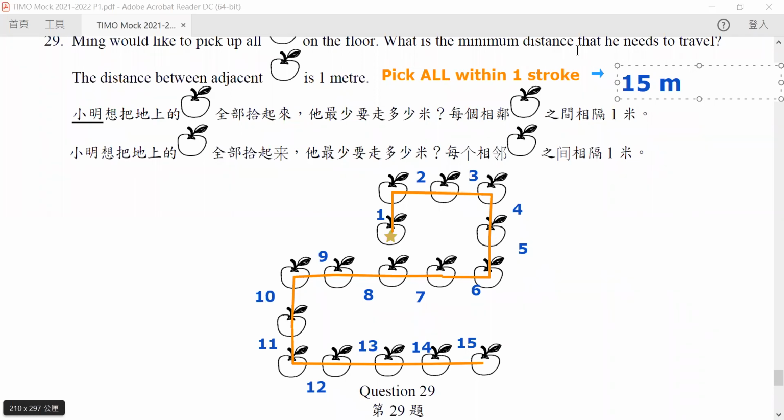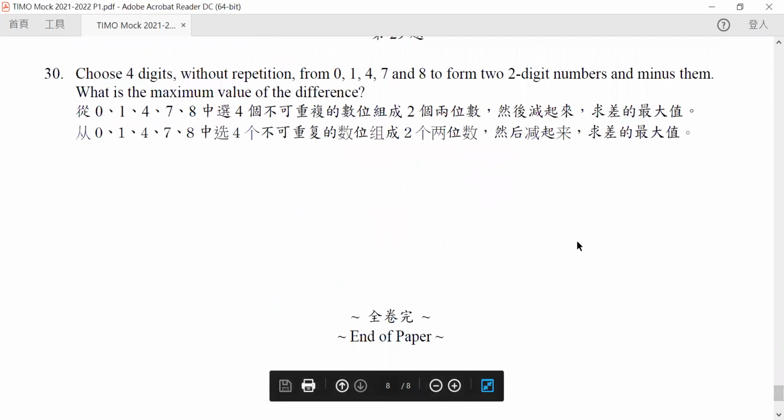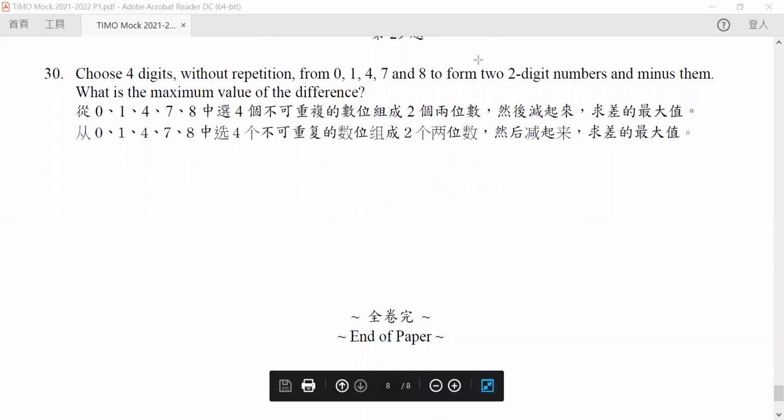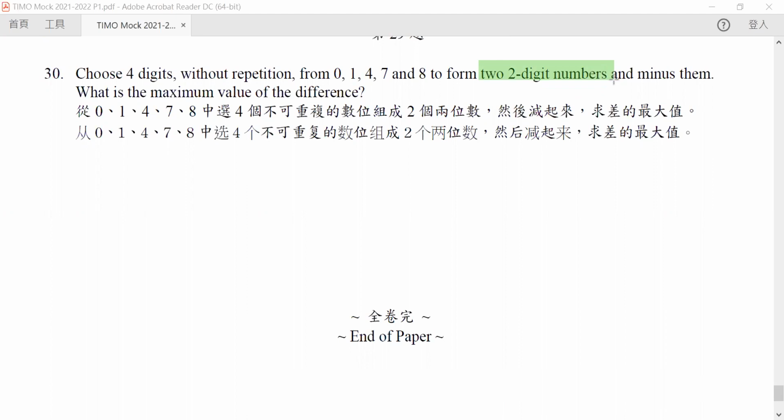Okay, finally, let's go to our final question, which is question 30. Choose 4 digits without repetition from 0, 1, 4, 7, 8 to form two 2-digit numbers and subtract them. What is the maximum value of the difference? Now, let us count how many 2-digit numbers we can write from these 5 numbers.